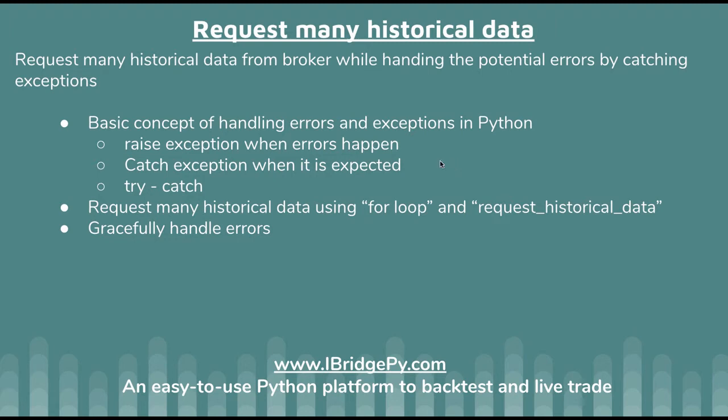The basic concept of handling errors and exceptions in Python is called try and catch. The basic idea is like this. If the code detects any critical errors, the way to handle the errors gracefully is to raise exceptions when the error happens. The keyword in Python is just raise, and then what kind of exception you want to raise. This triggers the exception handling event.